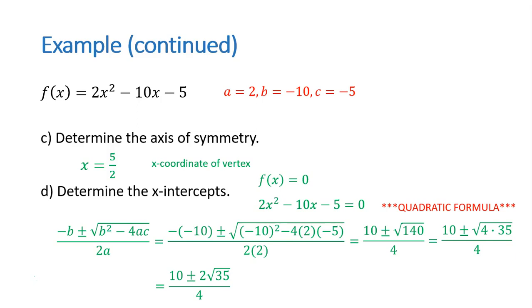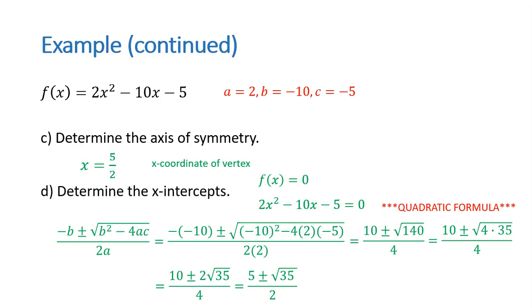Now we have one more thing we can do at this point. There is a common factor among all the terms. So the 10, the 2, and the 4 have a common factor. In this case, 2 divides into all 3 of those numbers. So as long as we have something that divides into all 3 of those parts, we want to divide it out and simplify everything. So if we divided 2 into each of those terms, we're left with 5 plus or minus the square root of 35 divided by 2.